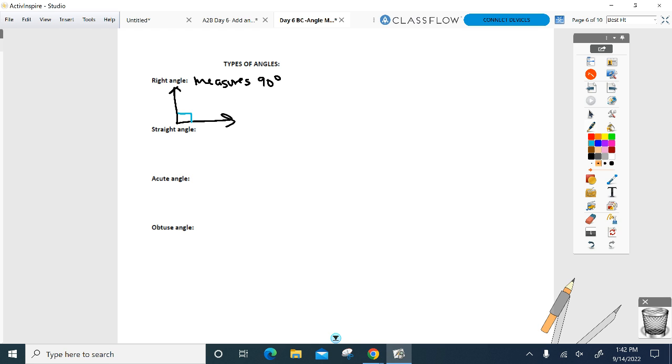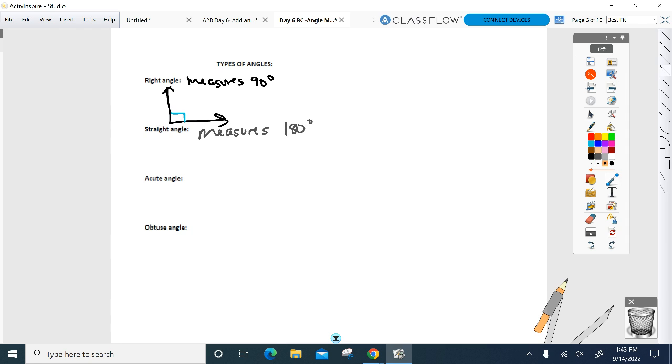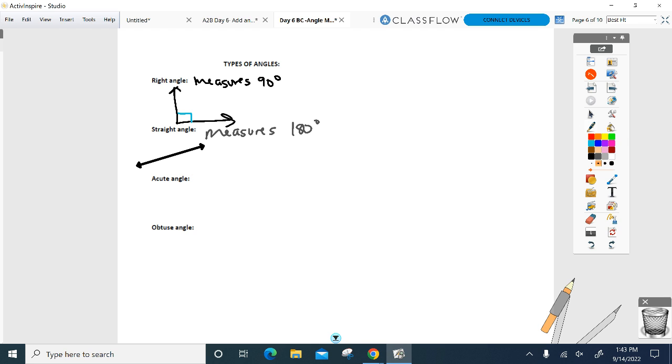How about a straight angle? Measures 180. Can anybody give me a different vocabulary term we've talked about this year that's basically the same as a straight angle? A line. That's it, right? A line is a straight angle. Okay, a line measures 180. There you go. From here to here, there's the angle, 180 degrees.